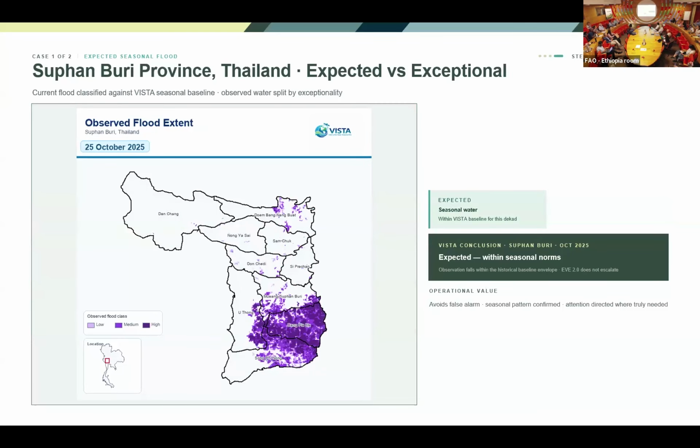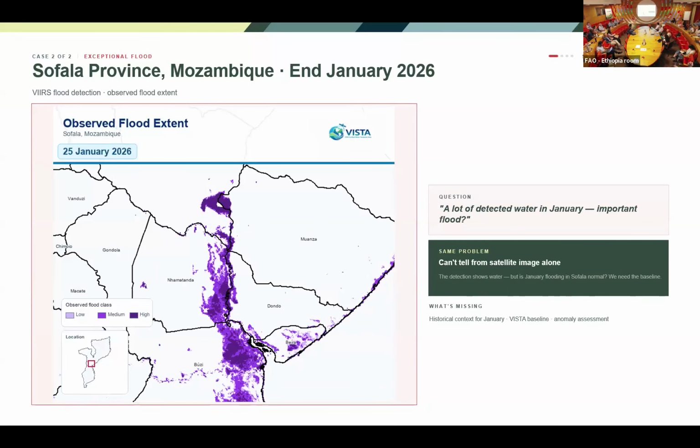Then you go back to the observed image, you apply on top of this the filter of expected floods, and you will see that in this case, 96–97% of the pixels that are flooded are expected to be flooded. So this is basically a huge area, huge rice fields that are irrigated in this time of the year. So we don't really have to escalate that.